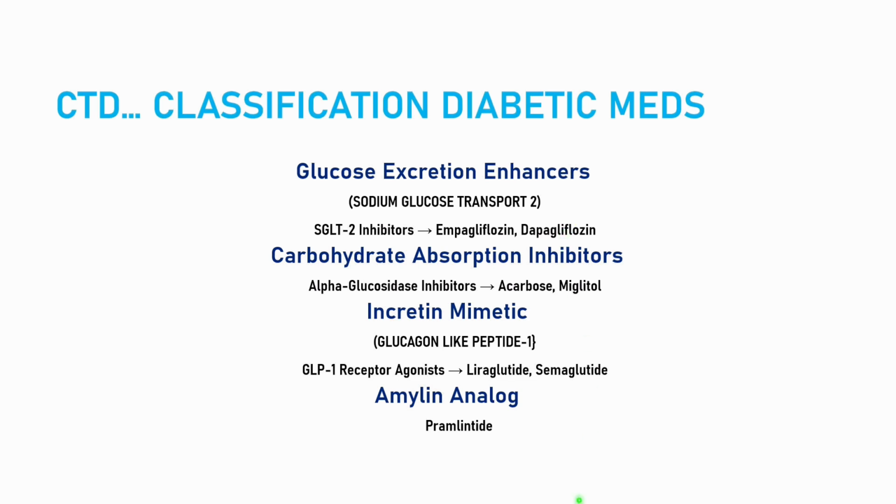Next is carbohydrate absorption inhibitor. As the name implies, it delays the digestion and absorption of carbohydrate in the intestine. The class is alpha glucosidase inhibitor. The names of the medications are acarbose and miglitol. You can remember by GI. There are GI symptoms involved as side effects: abdominal pain, bloating, flatulence, diarrhea, or you can remember A for abdominal pain and all that.